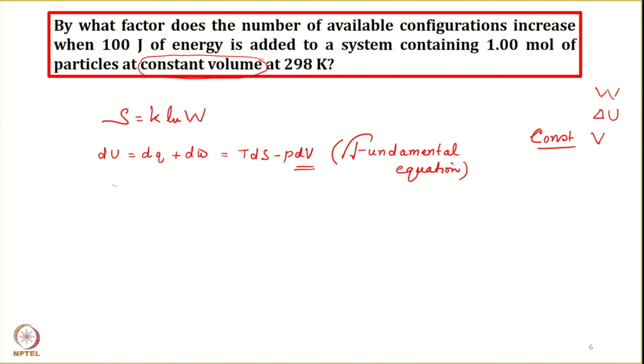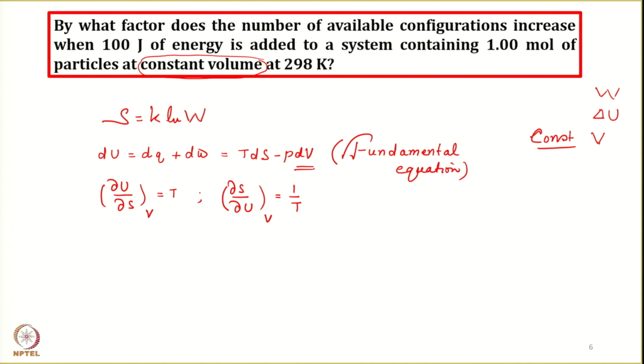Then can I write del S del U at constant volume is equal to 1 by T. Right now, according to the given conditions, I have a constant volume constraint, and I have brought in energy change, and if I can now bring in entropy change, then I have a way to develop an equation which will permit me to solve this question. So I need to bring delta S somewhere, dS.